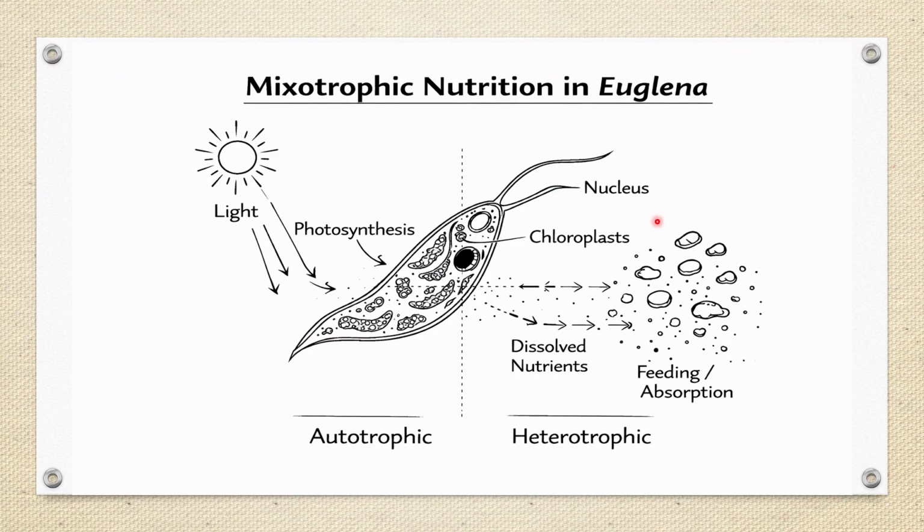holozoic type of nutrition, where it is going to grab the food, ingest that food, digest that food, and later it will be absorbed. That is heterotrophic or holozoic. Because the same individual Euglena is exhibiting both modes, we are calling this mixotrophic type of nutrition. So these are the various types of nutrition modes exhibited by various types of protozoans, with examples we have discussed.